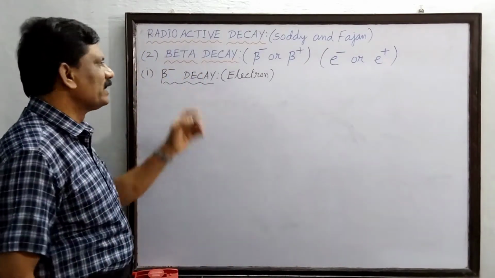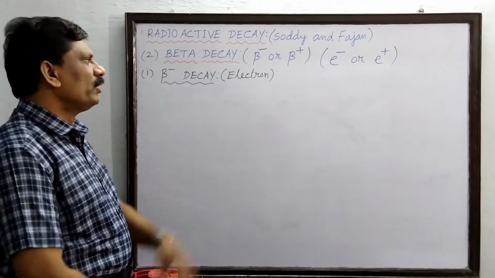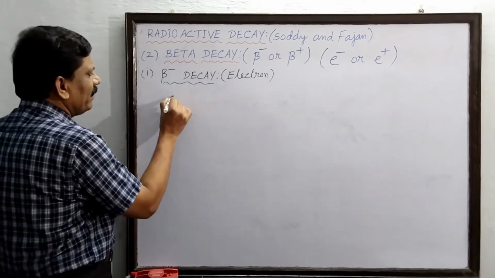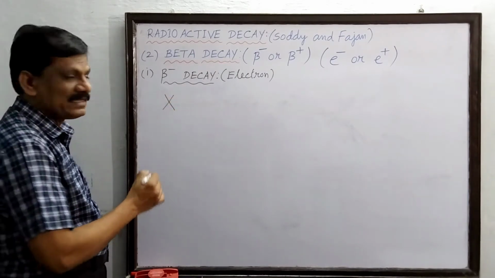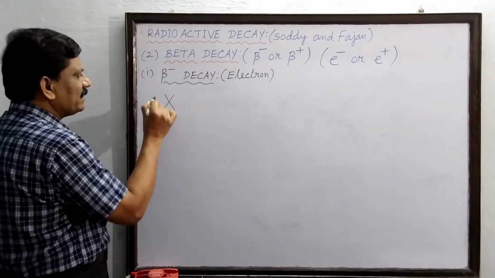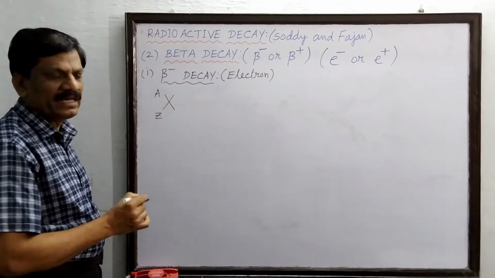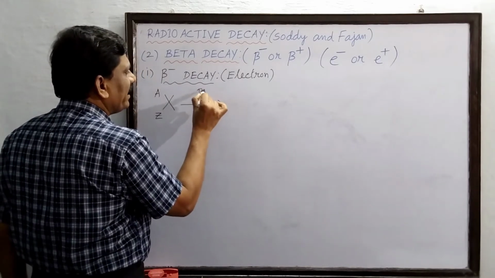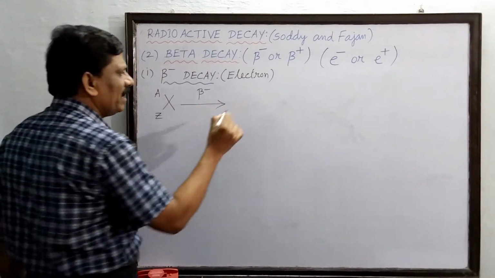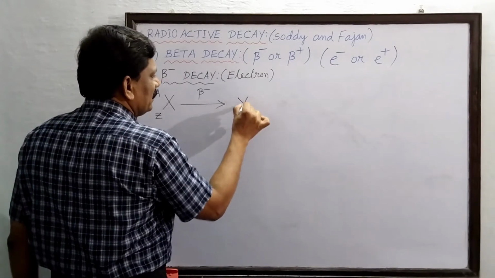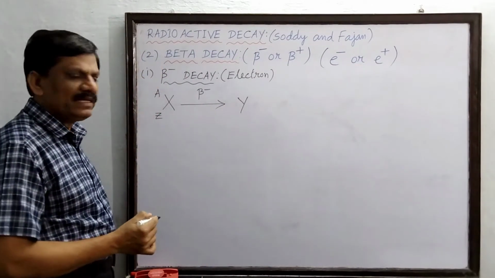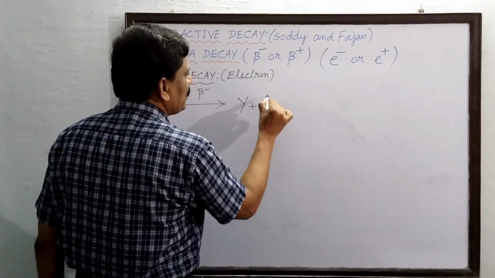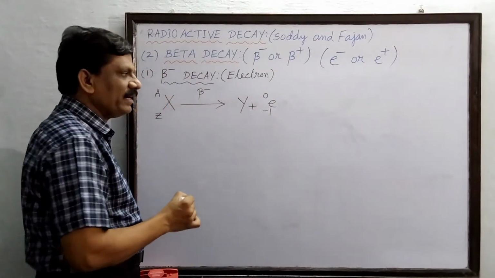Now first we will discuss what is beta minus decay, during which an electron is emitted by the parent nucleus. So as usual, I will consider a parent nucleus X whose charge number is Z and mass number is A. During this beta minus decay, it emits an electron, that is a beta minus particle. As a result, a daughter nucleus Y is formed. Along with this, an electron whose charge number is -1 and mass number 0 is released.